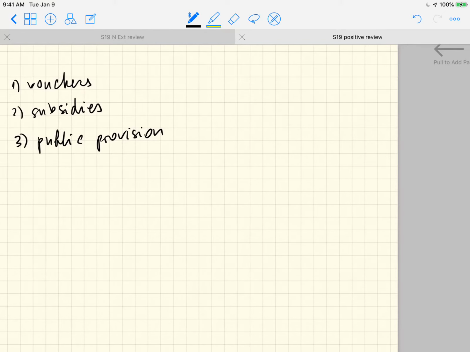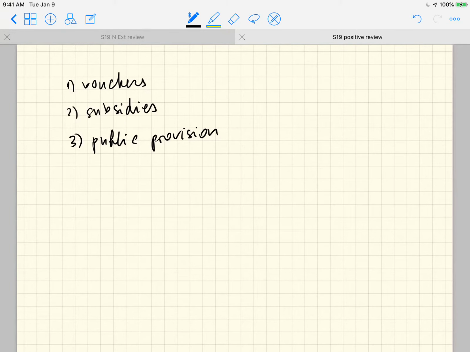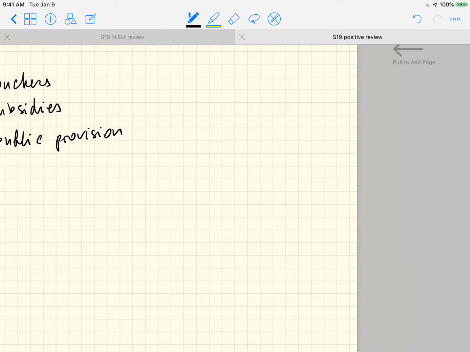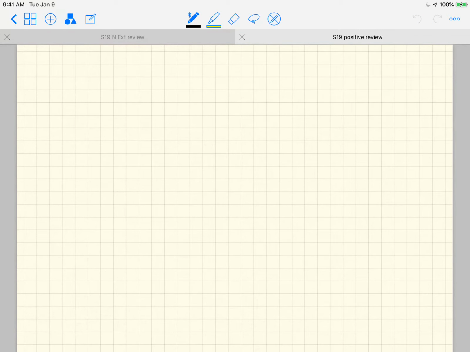Well, let's see how vouchers and subsidies work. Public provision, we didn't really look at any diagrams. Basically, it's the case when government steps in to provide more of this good, if market is under-providing it. So our focus will be on vouchers and subsidies to see how that helps. Vouchers is the money that goes to consumers, and subsidies is the money that goes to producers.